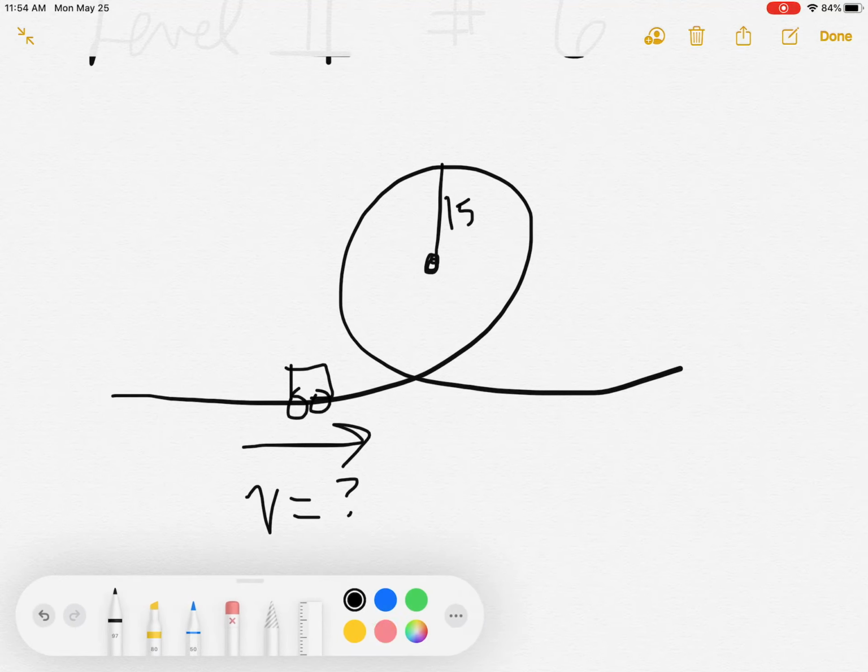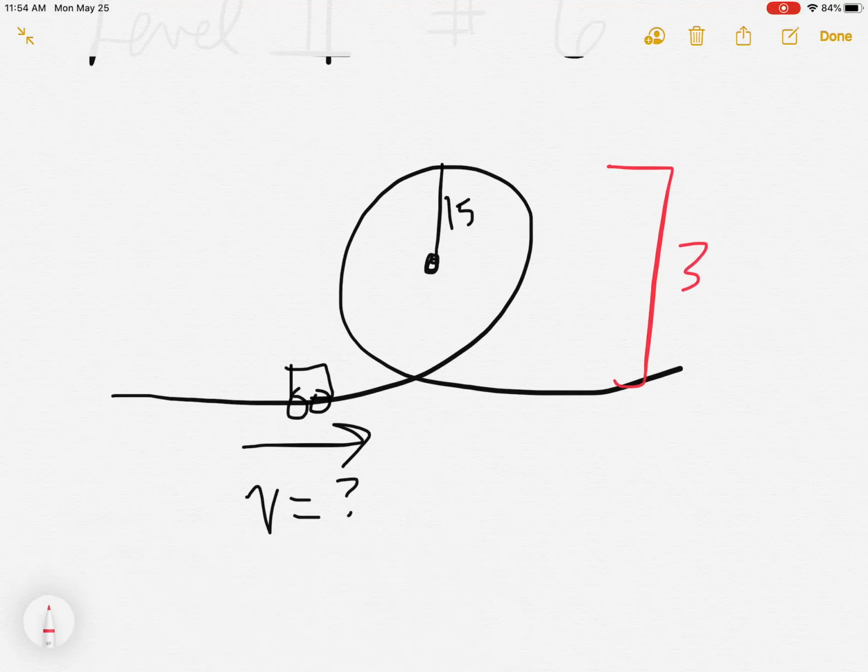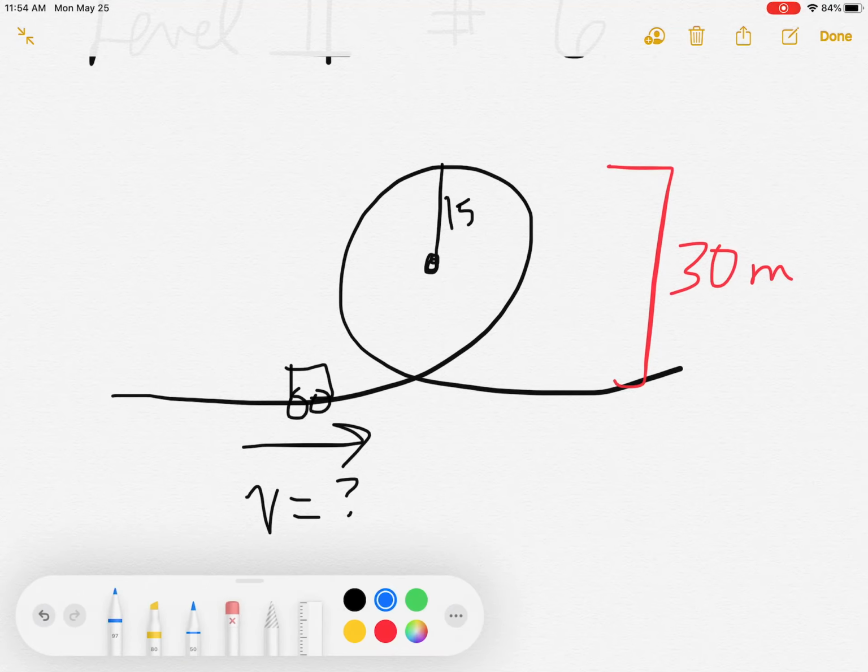Well, the first thing we can determine is that the height of the loop is 30 meters, isn't it? Because the radius is half of the circle. So we have a roller coaster car, and we want to get it from the bottom to the top.